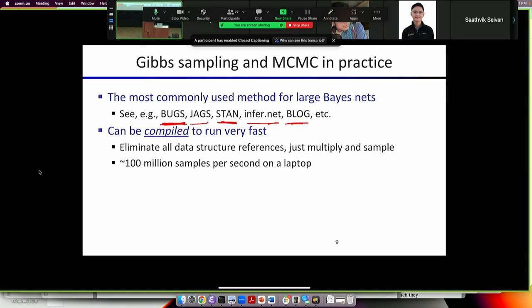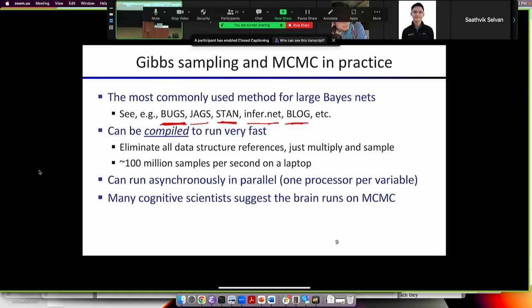Okay, so I said you can compile it to run very fast. Even without a hardware random number generator, you can get about 100 million samples a second with no GPU, just a regular CPU on a laptop. You can run it in parallel, right? As long as you're not directly sampling 2 adjacent variables at the same time, which can cause a kind of conflict, then every variable can sample itself whenever it feels like it, and you can get massive speed-ups from that. And as I said, some people think that the brain runs on MCMC.